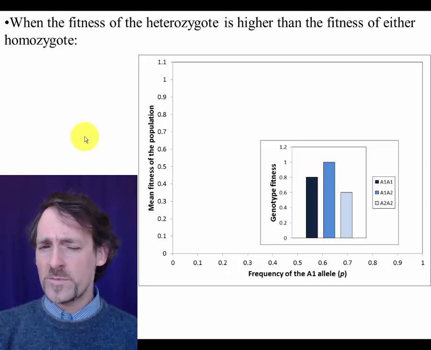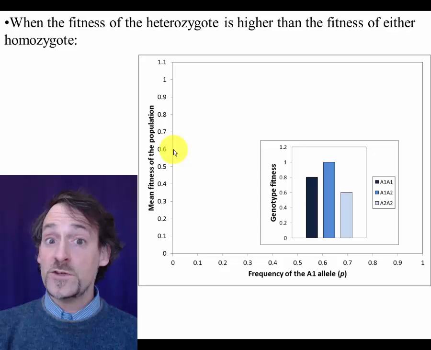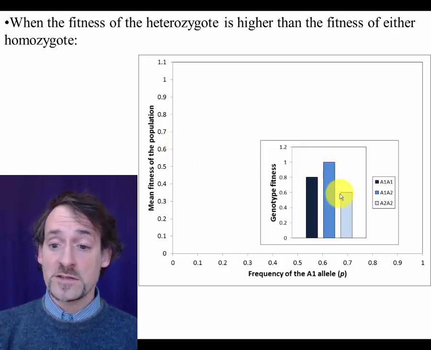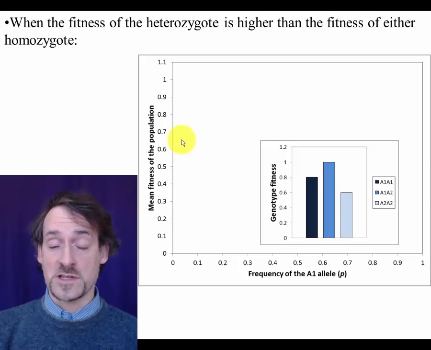Okay, here's what you hopefully figured out. When the A1 allele is very rare, fitness is pretty low. Mean fitness in the population is pretty low. The few A1 alleles that exist in the population have a really high fitness compared to these A2 homozygotes. So the more A1 alleles you add, the more the fitness goes up.